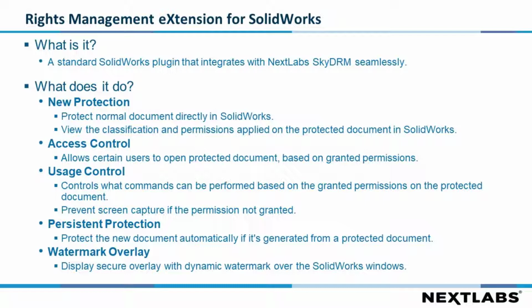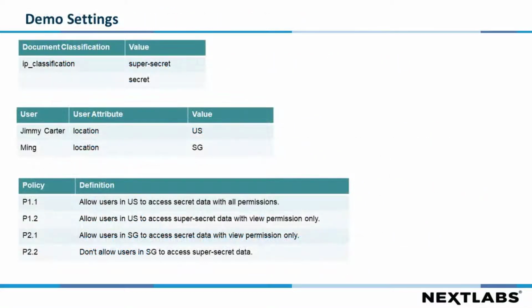Now that we have covered the fundamentals, let's demo the features discussed. Before we start, let's review some settings for the demo environment. IP classification is a document classification category that is predefined in SkyDRM. It has two optional values, super secret and secret. There are two user accounts here, Jimmy Carter and Ming. We will use one of the user's attributes, location, in the policy later. Four policies are predefined using the above classification and attribute.